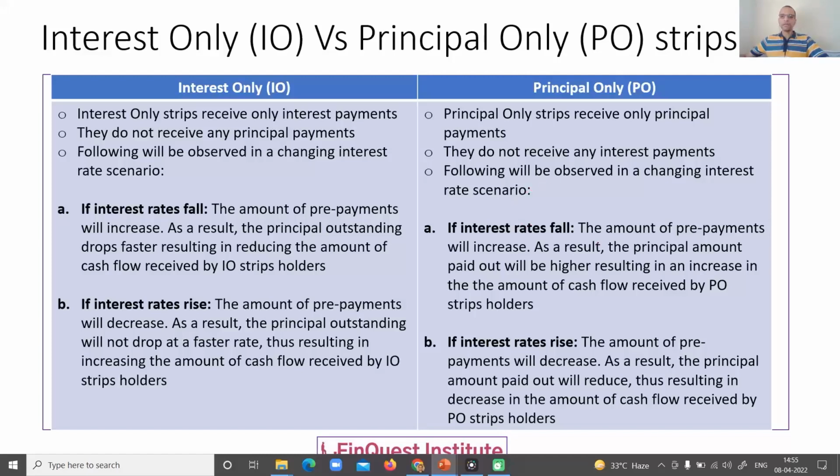In a falling rate scenario, we know that the amount of prepayments is always higher. As a result, the principal amount which gets paid out is higher and at a faster rate. So those who are holding the PO securities in a falling interest rate environment will witness a higher amount of cash flow being paid out to them. Whereas in a rising rate environment, whenever the amount of prepayments decreases, the principal amount which gets paid out will reduce. As a result, the cash flows received by the principal only holders are going to come down in a rising rate scenario. This is how we can contrast an interest only and a principal only strip.